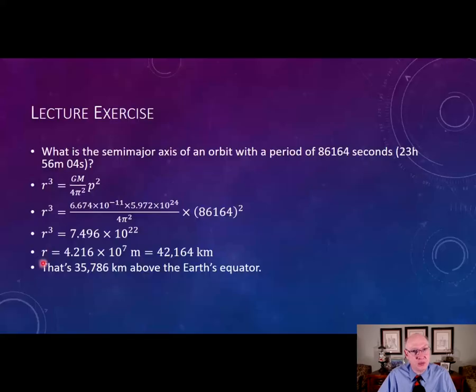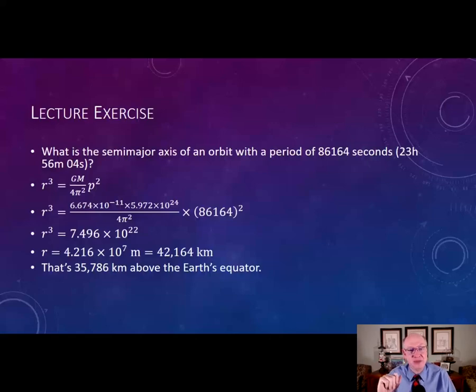Don't forget to take the cube root of that. Make sure that you understand how to take the cube root on your calculator. You'll need that on the quiz. You come up with 4.216 times 10 to the 7th meters, or 42,164 kilometers. That is the radius of an orbit, which takes exactly one Earth rotation.